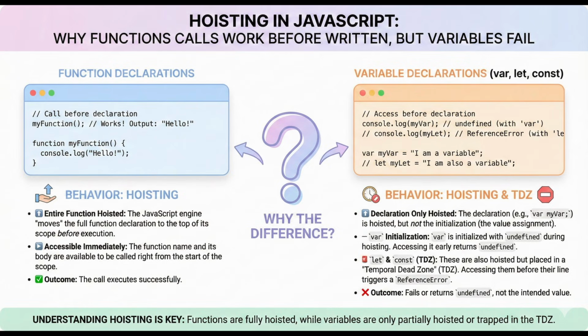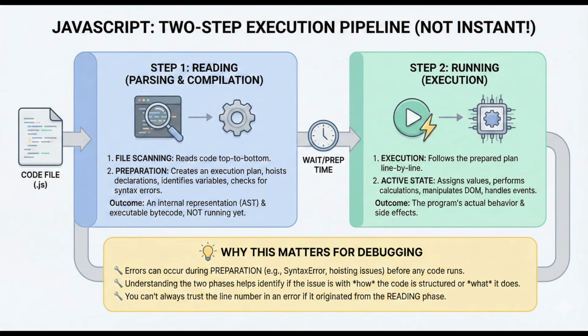In this video, we are going to slow everything down and clearly understand what happens step by step when JavaScript runs your code. Not theory, not keywords first, but actual execution flow that you can visualize. Let's imagine you just wrote a JavaScript file and clicked Run or refreshed the browser. The first important thing to understand is this. JavaScript does not immediately execute your code line by line.